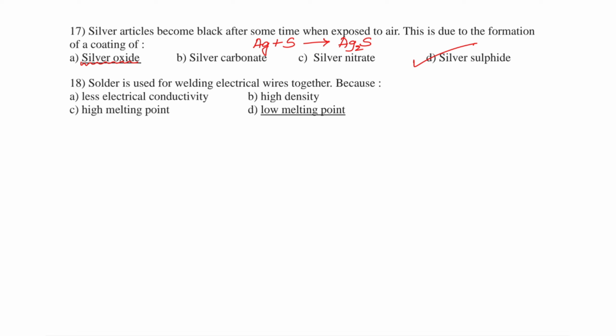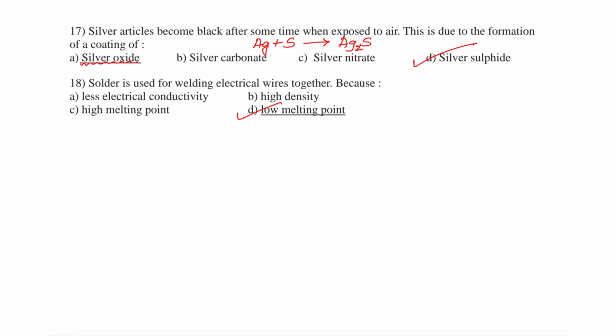Question number 18. Solder is used for welding electrical wires together because option A, less electrical conductivity, option B, high density, option C, high melting point, option D, low melting point. Here the right answer is option D, low melting point.